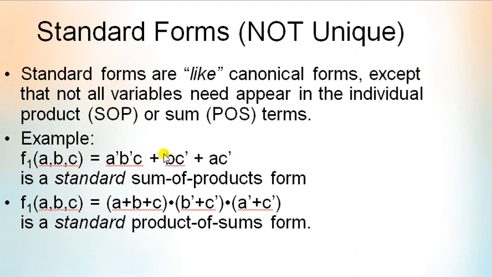Here in this term there is no a term, and in this one there is no b term. So the standard form is like the canonical form, but not all the variables need appear in the individual SOP or POS terms. Here is another example for the standard product of sums: a plus b plus c dot b dash plus c dash dot a dash plus c dash.